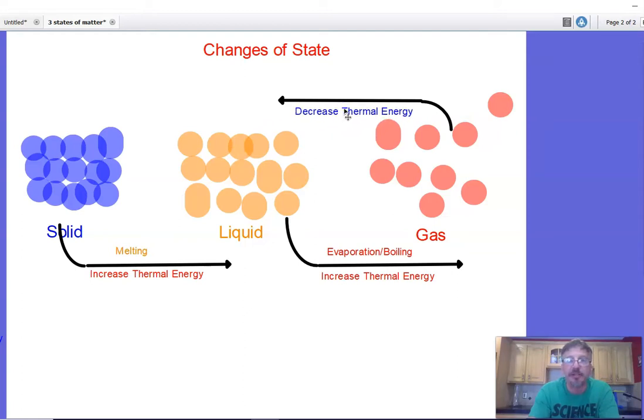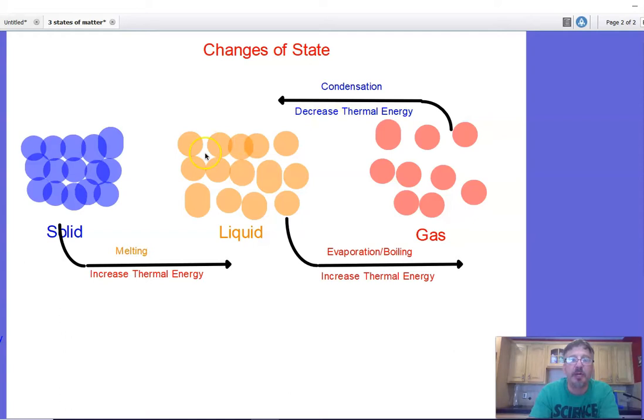And what is that called? That's called condensation. When you're going from a gas to a liquid, that's condensation. The root word of condensation is condense. And what condense means is to bring things closer together. So just imagine these particles going closer together. Well, when they go closer together, now your gas starts to look like a liquid. And that's what condensation is. You're condensing the molecules by cooling or decreasing the thermal energy.